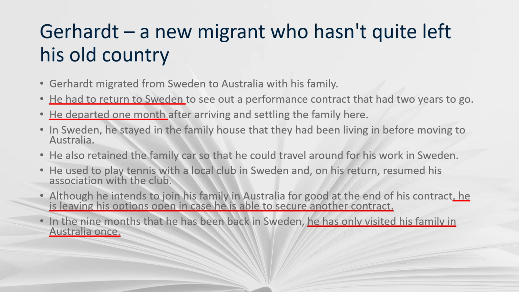He also retained the family car so that he could travel around for his work in Sweden. He used to play tennis with a local club in Sweden and on his return resumed his association with the club. Although he intends to join his family in Australia for good at the end of his contract, he's leaving his options open in case he is able to secure another contract. In the 9 months that he has been back in Sweden, he has only visited his family in Australia once. From the above factors, Gerhard is a foreign resident for income tax purposes.